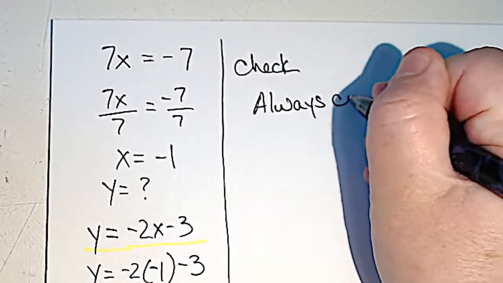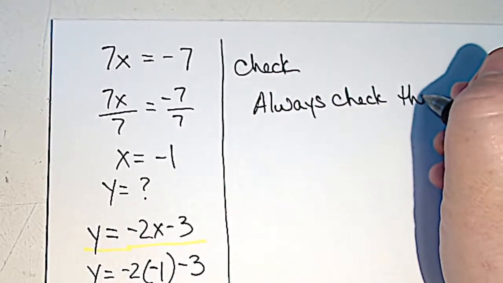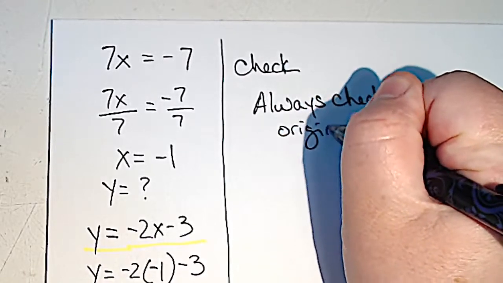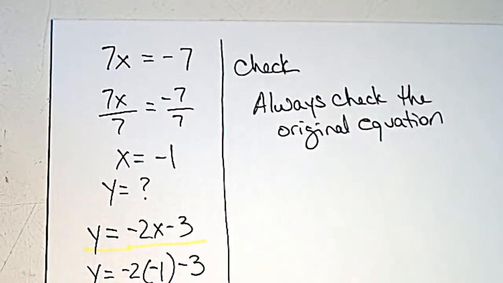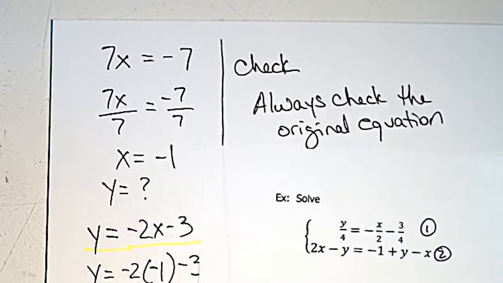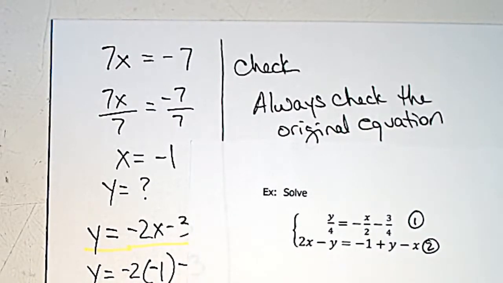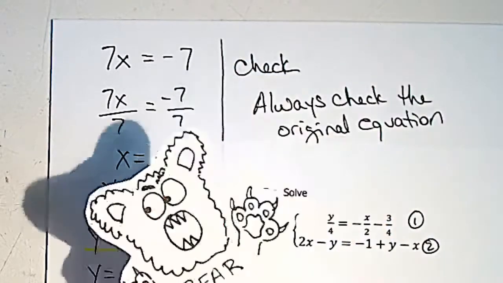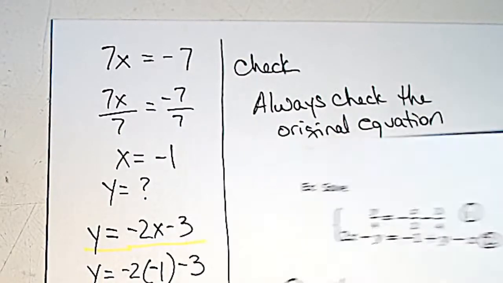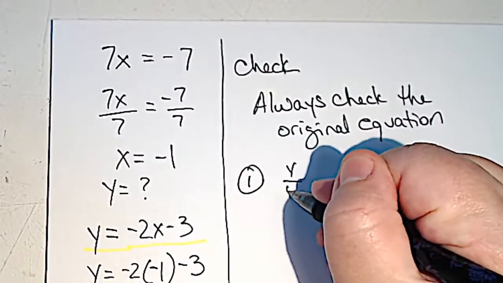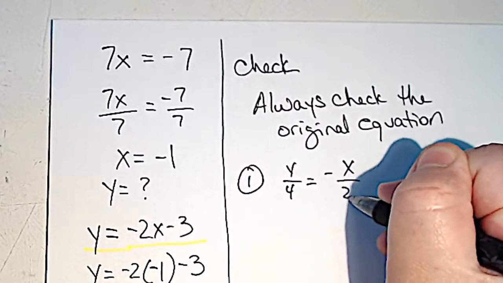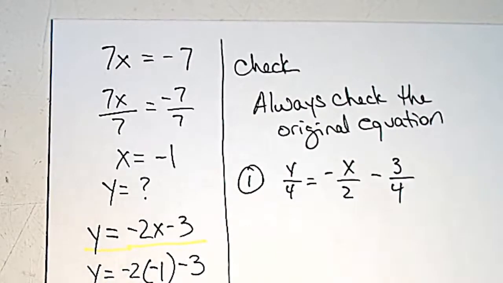Always check the original equation. So in our case, we have to check these. Okay. So shall we check the first one? The first one, and let me copy this down. Y over 4 equals the opposite of x over 2 minus 3 over 4. Pardon me. Okay, shall we do it?